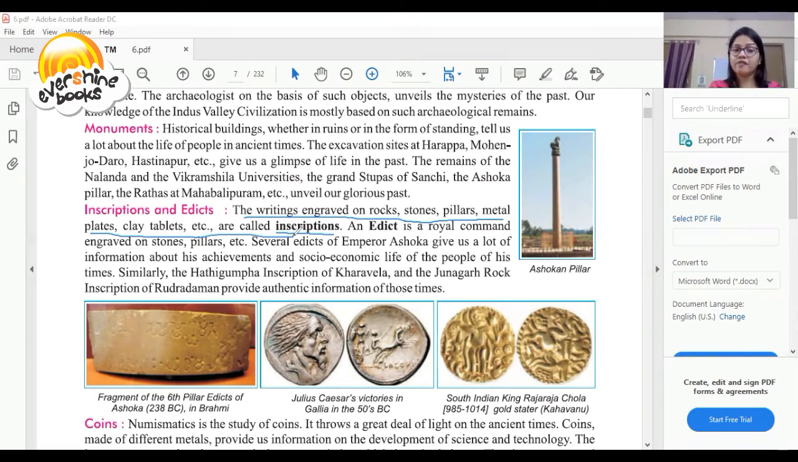इंस्क्रिप्शंस बोलते हैं. What are the edicts? An edict is a royal command engraved on stones, pillars. Several edicts of the Emperor Ashoka give us a lot of information about his achievements and the socio-economic life of the people of his time.